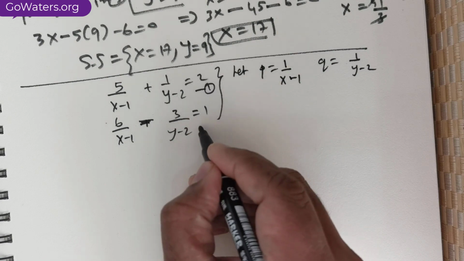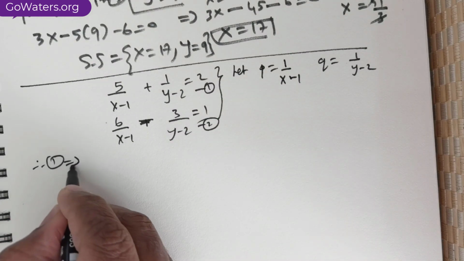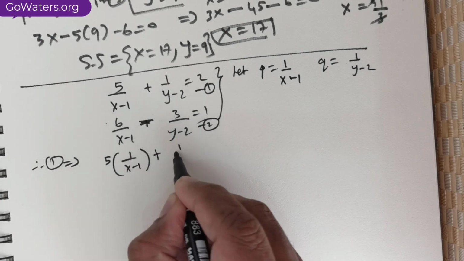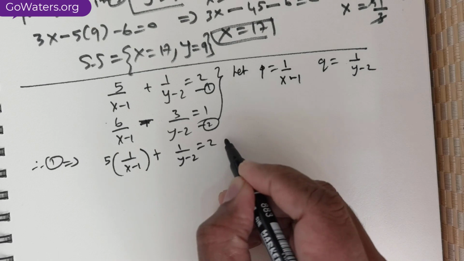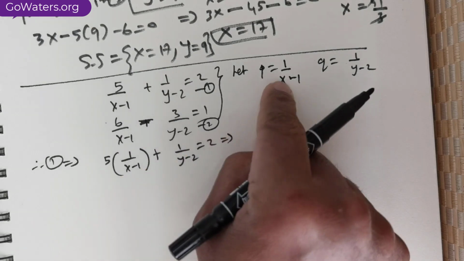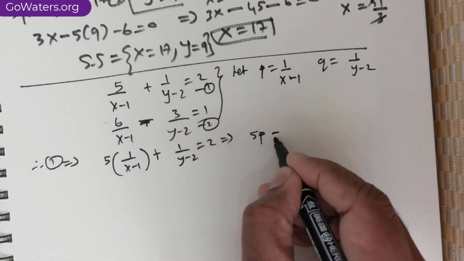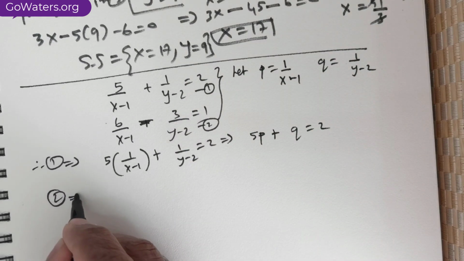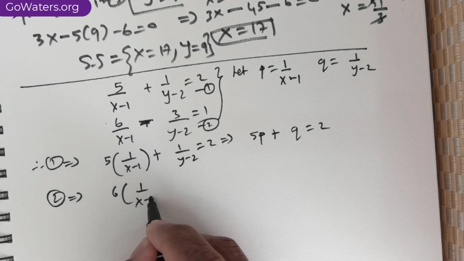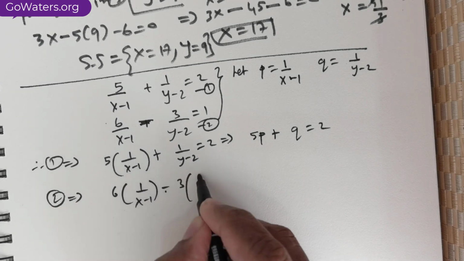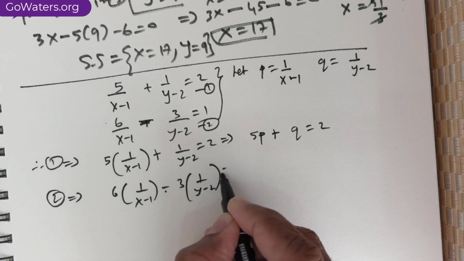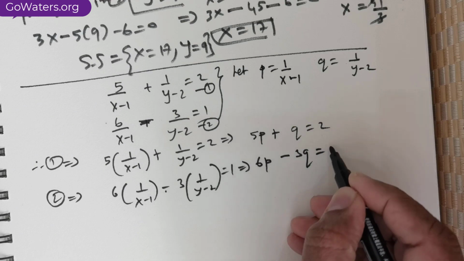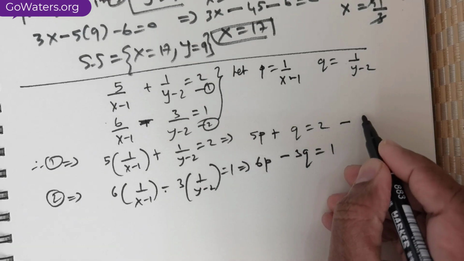If I take this as 1 and 2, I can rewrite 1 as 5 times 1 over x negative 1 positive 1 over y negative 2 is equal to 2, which using this substitution is 5 times p positive q is equal to 2, right? Similarly, 2 can be rewritten as 6 times 1 over x negative 1 negative 3 times 1 over y negative 2 is equal to 1, which in turn can be rewritten as 6p negative 3q is equal to 1. You see that? So this is the new system.